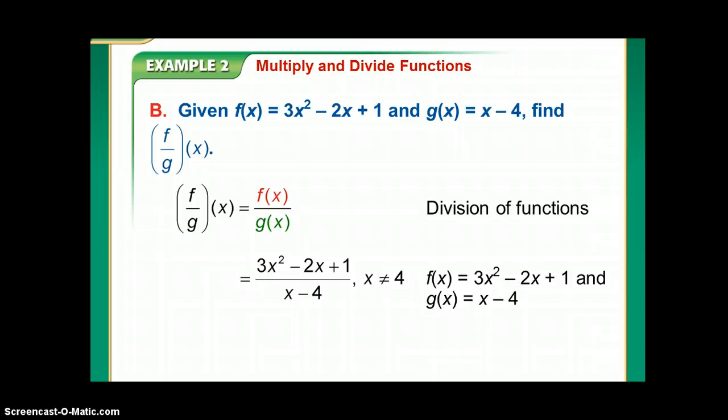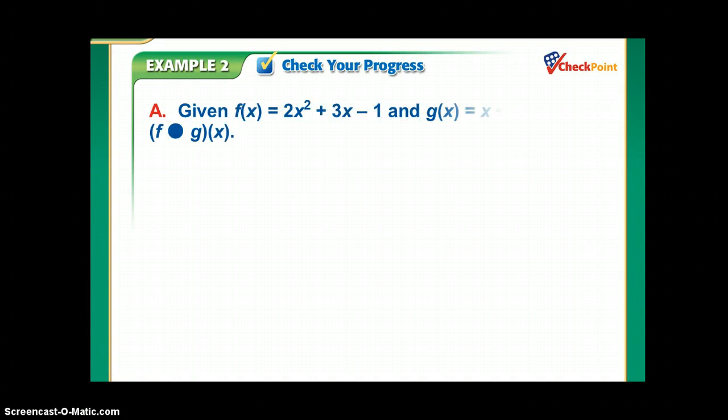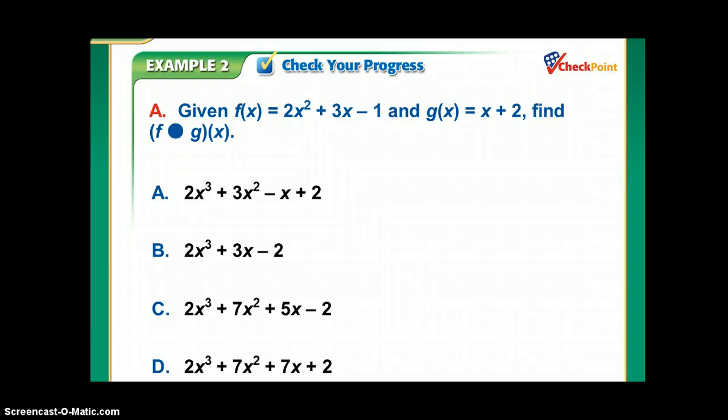Okay, so we're just dividing, and there's our answer. Just simply f of x divided by g of x. Obviously, sometimes we're going to have to simplify these, so you'd have to factor the numerator and see if you can cancel anything out in the denominator. And just make sure that the denominator can't be 0, so exclude 4 from your domain for f divided by g of x. Alright, you guys give this one a shot and press pause.